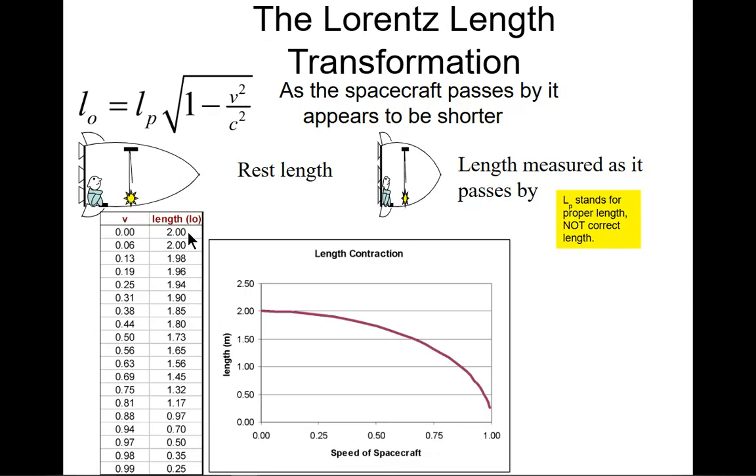And again, you can see that there's a graphical representation to what happens here. I think that what we saw with the graphical representation for time was that the time seemed to really take off at 0.5 times the speed of light.